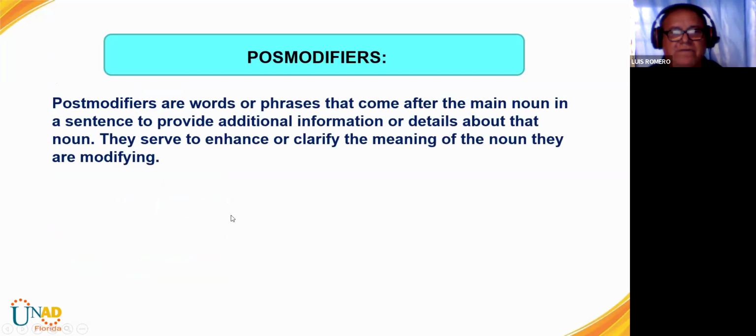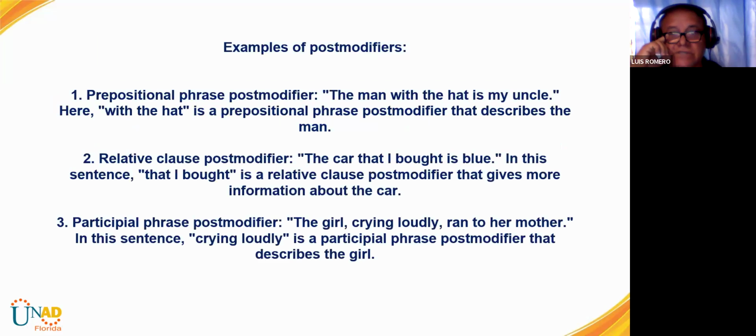And the post modifiers, as you can see here, are words or phrases that come after, not before, the main noun in a sentence to provide additional information about a specific noun. They serve to clarify more specifically the meaning of a sentence. Here you have some examples of post modifiers. As I said before, they come after the noun.